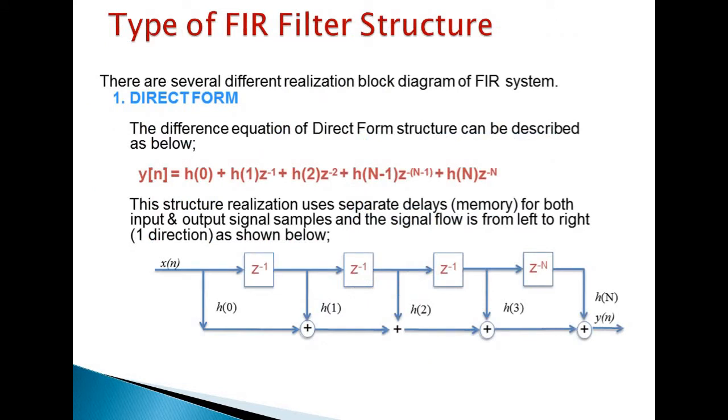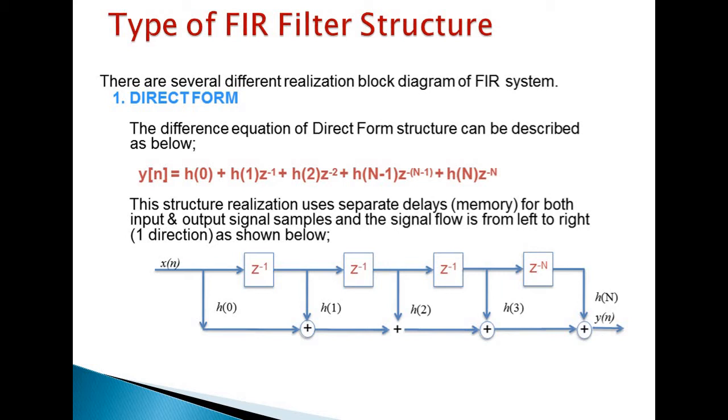The first type of FIR filter structure is the direct form. The transfer function is h of 0 plus h of 1 z raised to minus 1 plus h of 2 z raised to minus 2 plus dot dot plus h of M minus 1 z raised to minus M plus 1. This structure realization uses separate delays, or memory, for both input and output signal samples, and the signal flow is from left to right as shown below.